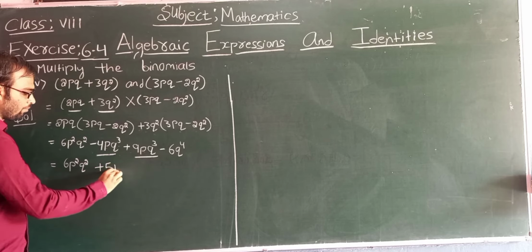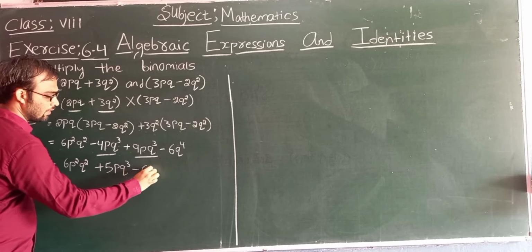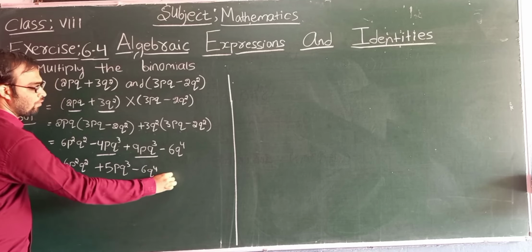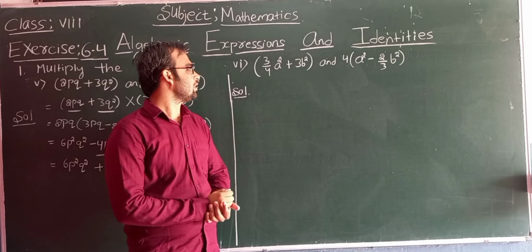And write this one, p q cubed, and this one minus 6 q to the power 4. Okay, so this will be the solution for the fourth problem. Students, now let us solve the sixth problem.